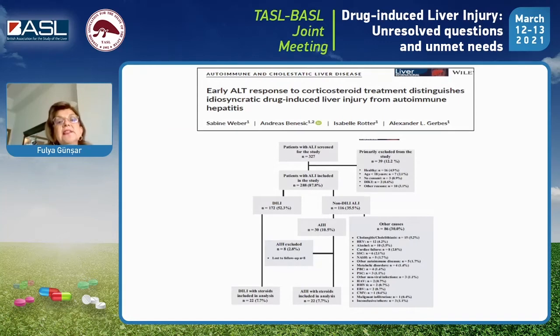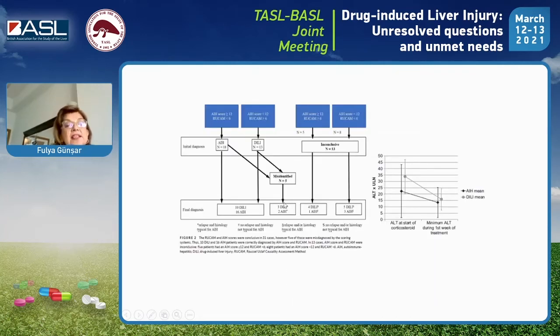And early ALT response to corticosteroid treatment distinguishes idiosyncratic drug-induced liver injury from autoimmune hepatitis. There were 22 patients in each group. The first one is DILI with steroids, and the second one, autoimmune hepatitis with steroids. You can see the initial diagnosis and final diagnosis here. They had 5 misdiagnoses in this group, and they checked the ALT response after corticosteroid treatment.